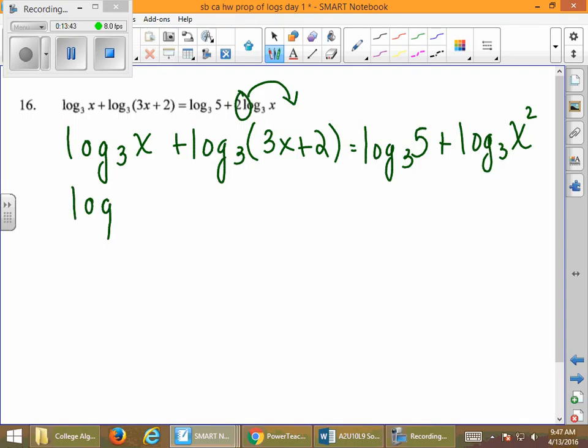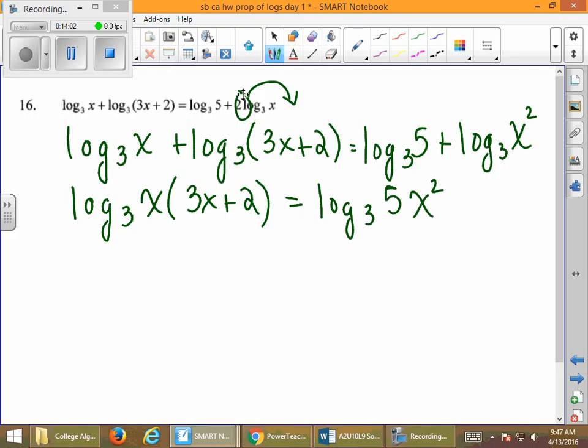So we had log base 3 of x times 3x plus 2. The plus between the 2 logarithms, which incidentally have like bases, can be multiplied. That's what that property says. And then over here, log base 3 of 5 times x squared. This times this. But we now have log base 3 on the left and log base 3 on the right. We can ignore the log base 3's. They don't really cancel out. They just don't add anything as we solve. So we have x times 3x plus 2 equals 5x squared.